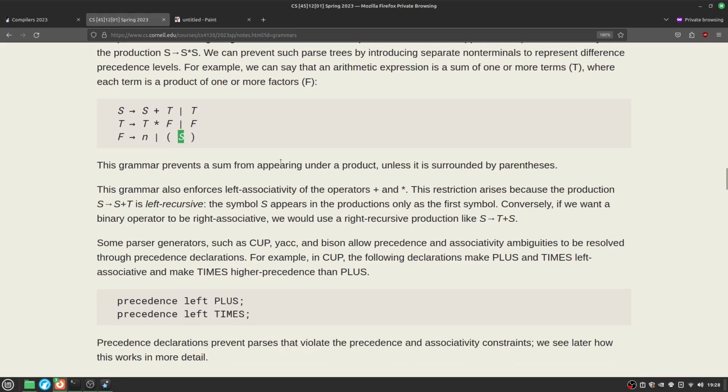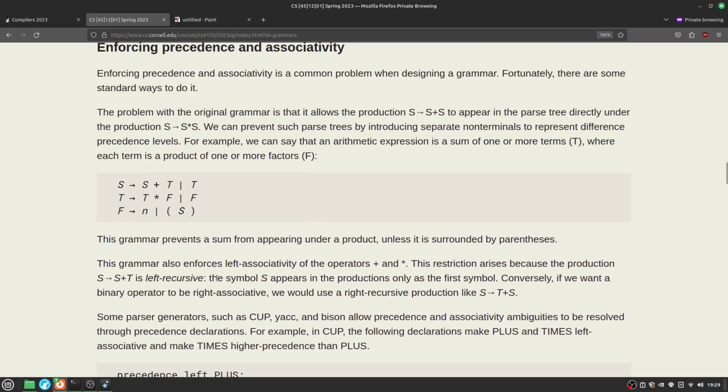This grammar prevents a sum from appearing under a product unless it is surrounded by parentheses. This grammar also enforces the left associativity of the operators plus and asterisk. This restriction arises because the production S is equivalent to S plus T is left recursive. The symbol S appears in the productions only as the first symbol. Conversely, if we want a binary operator to be right associative, we would use a right recursive production, like S is equivalent to T plus S.